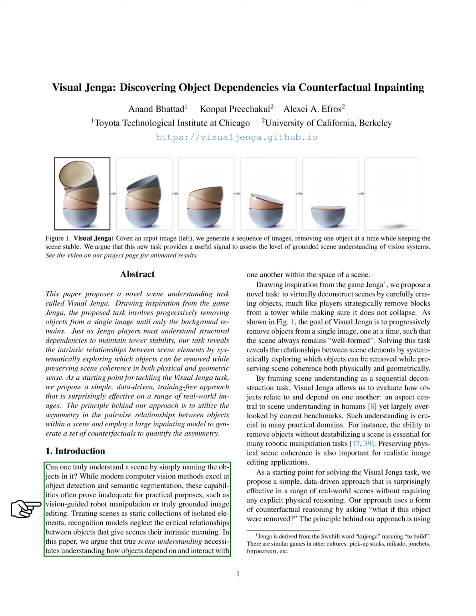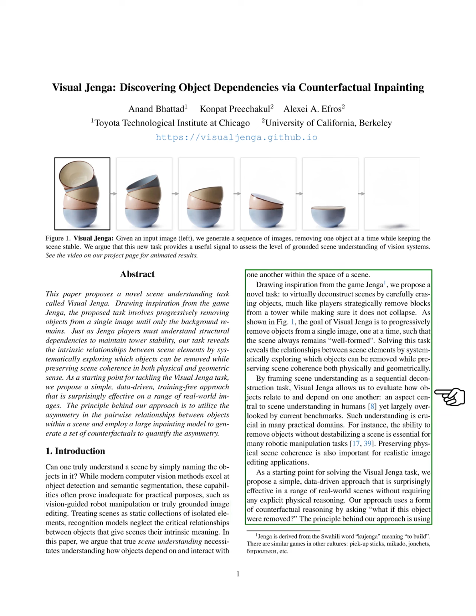within a scene. Inspired by the game Jenga, we introduce a new task: virtually deconstructing scenes by removing objects one at a time, ensuring the scene remains stable, similar to how players remove blocks from a tower. Our task, called Visual Jenga, aims to uncover the relationships between scene elements by exploring which objects can be removed while keeping the scene coherent both physically and geometrically.